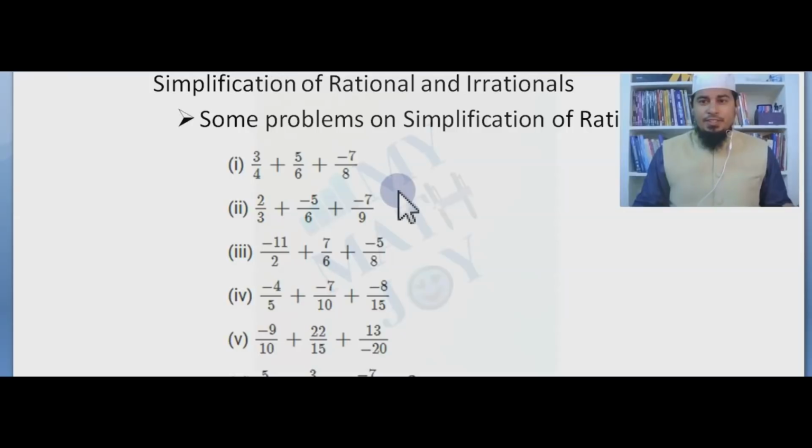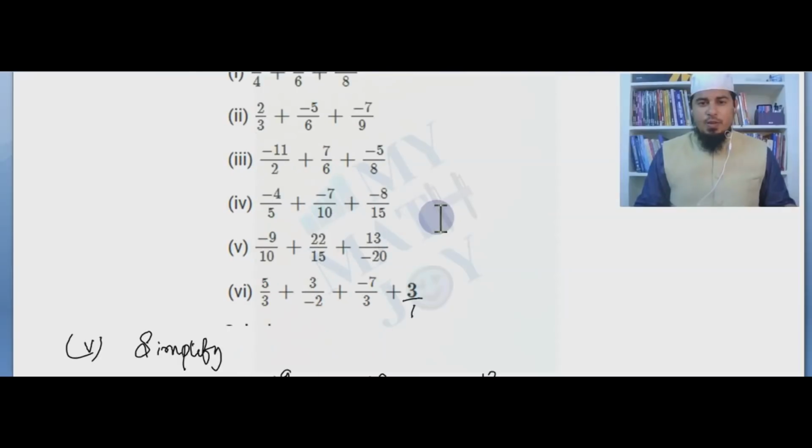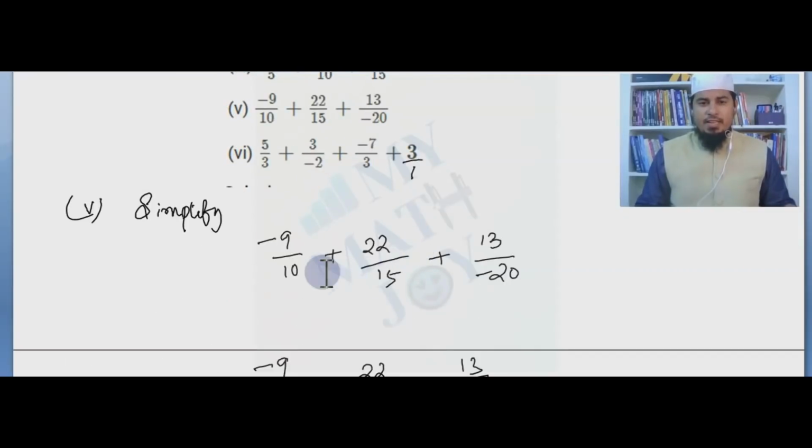There are the questions for the practice. Number one, simplification of rationals. There are 3 rationals here, all of the same kind. Let us take one question to solve. So let us take question number 5: minus 9 by 10 plus 22 by 15 plus of 13 by minus 20. So we have taken a question.